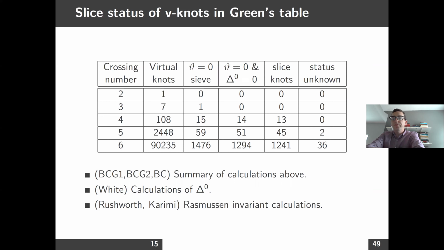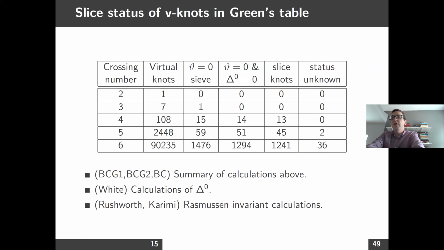Up to 6 crossings, there are 92,800 virtual knots. And you'll see how effective the graded genus is by itself. For just the 6-crossing knots, for example, there are 1,476 knots with graded genus equal to 0. The other ones are not equal to 0, so that means we know that they are not slice. So it's a very effective slice obstruction.